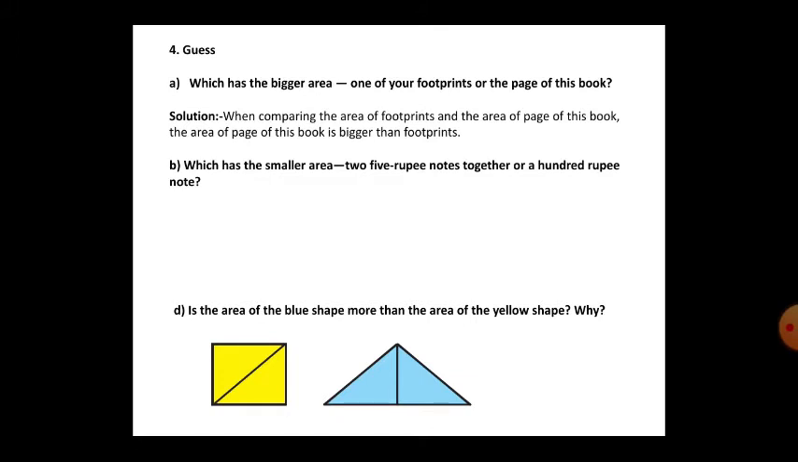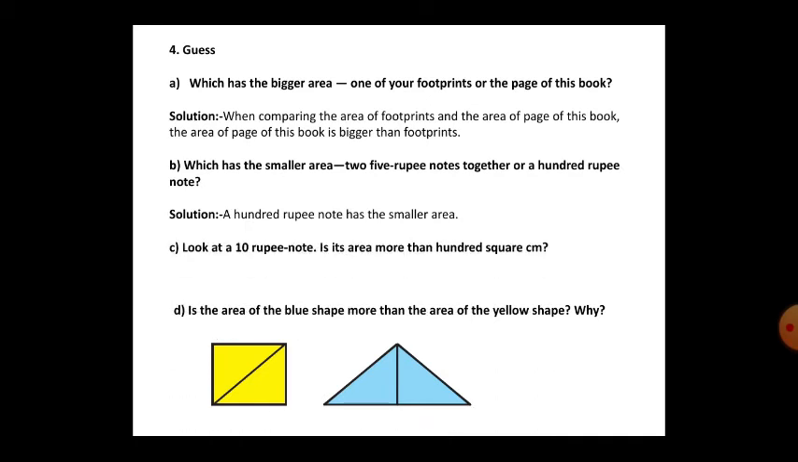Which has the smaller area? Two 5 rupees notes together or a 100 rupees note. See, two 5 rupees notes are two notes, but a 100 rupees note is only one note. So here a 100 rupees note has the smaller area. Look at the 10 rupees note. Is its area more than 100 square centimeters? No, the area of a 10 rupees note is not more than 100 square centimeters.